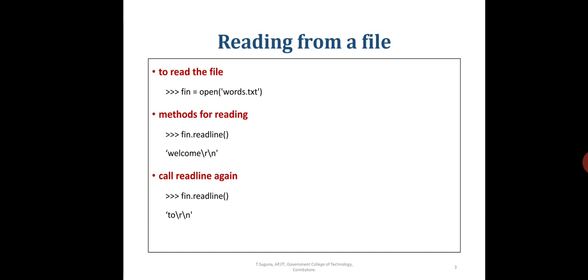The first line in words.txt is welcome. So it displays the result as welcome\r\n. The \r and \n represent two whitespace characters, a carriage return and a newline, that separate this word from the next word. The file object keeps track of where it is in the file. So if you call readline again, you get the next word.